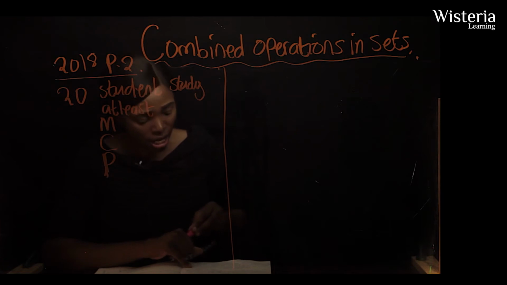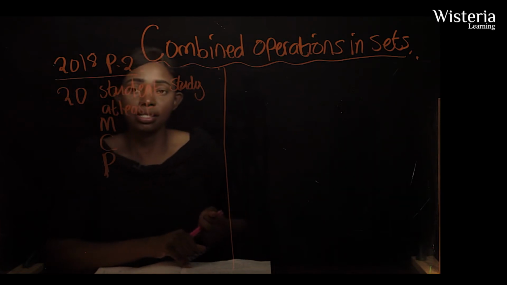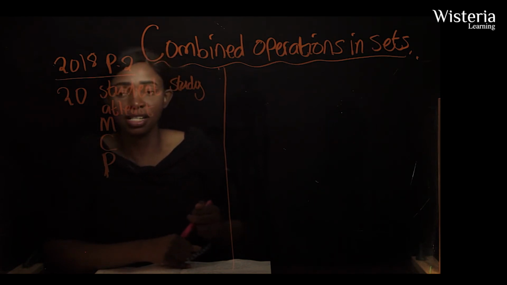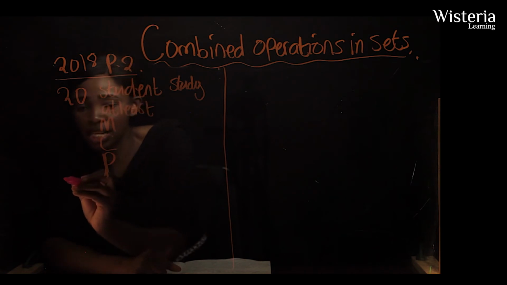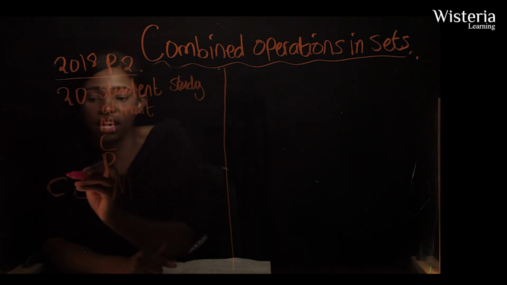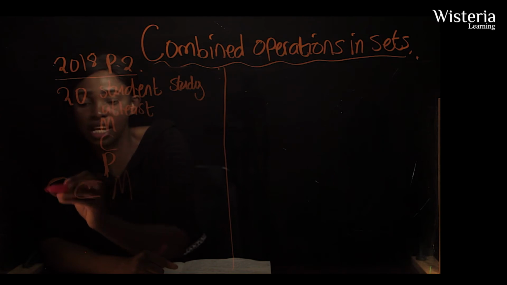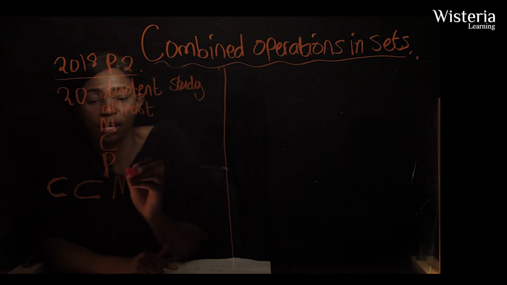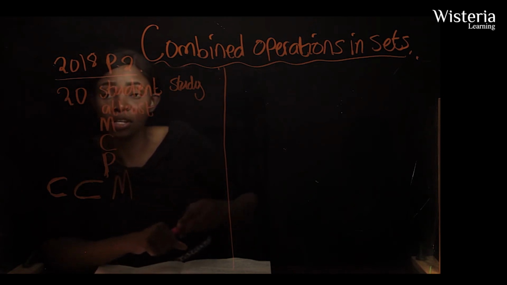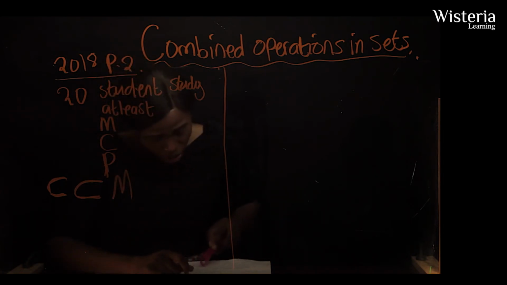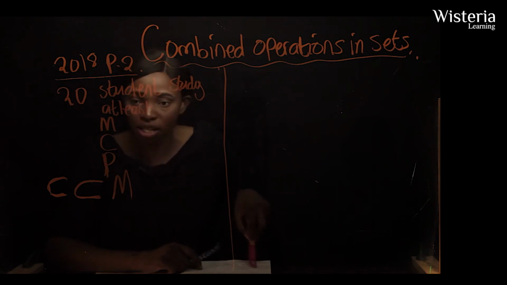All those who study chemistry also study mathematics. In short, here we are told that chemistry is a subset of mathematics, meaning all the elements that are in set C are also in set M, which is mathematics. So all those that study chemistry are contained in mathematics, because we are told that all those who study chemistry, they also study mathematics.